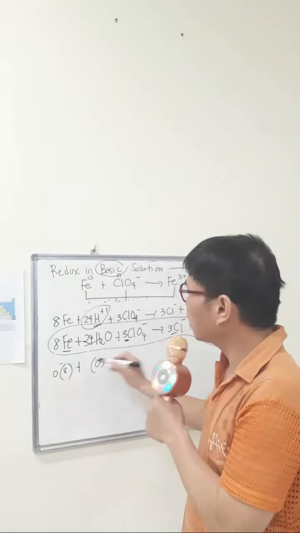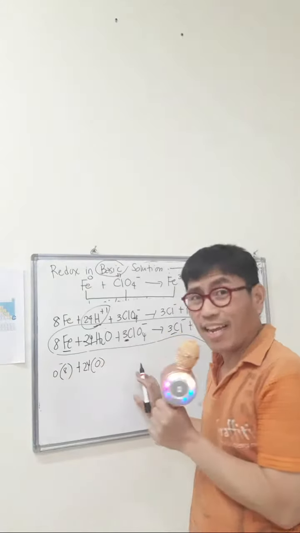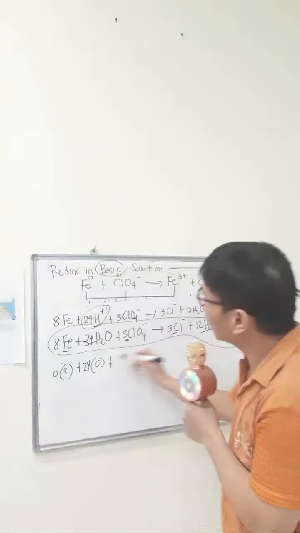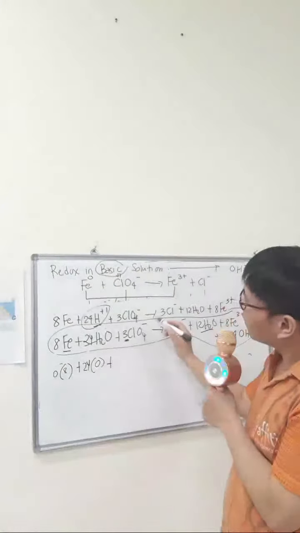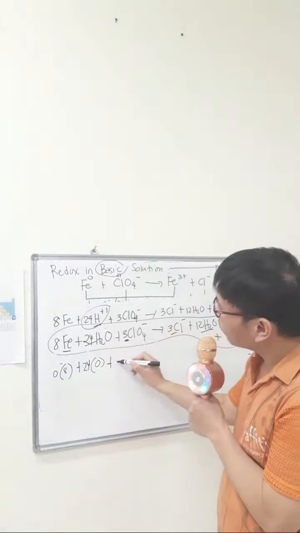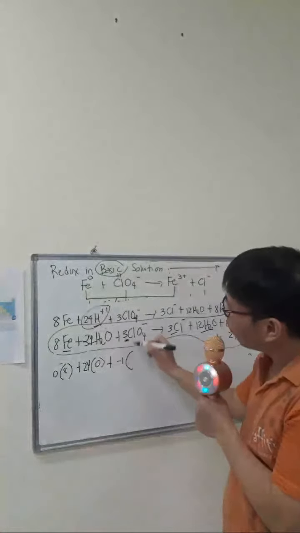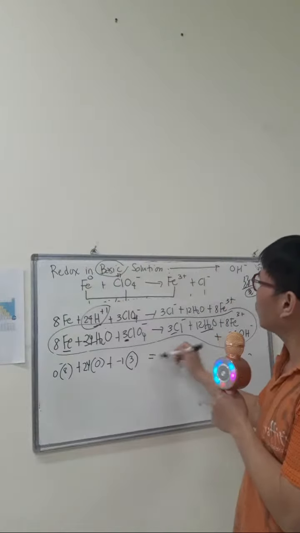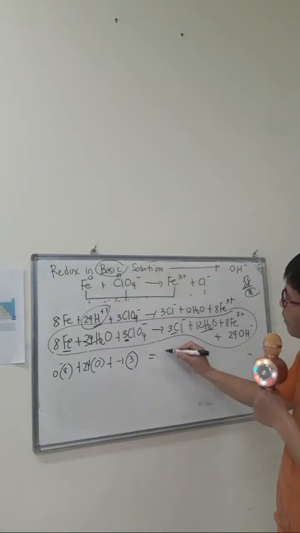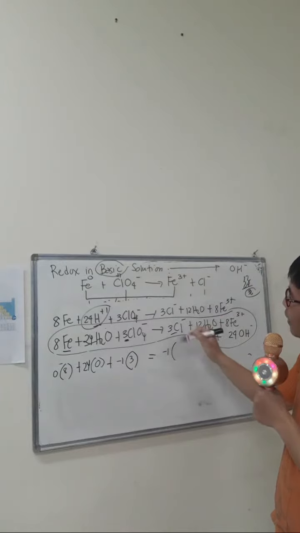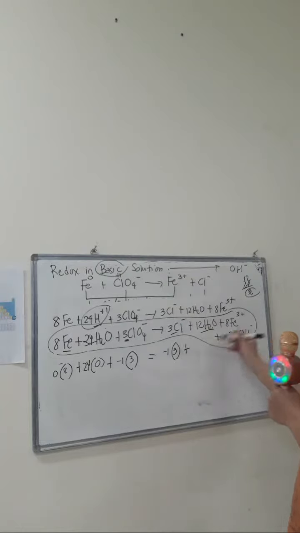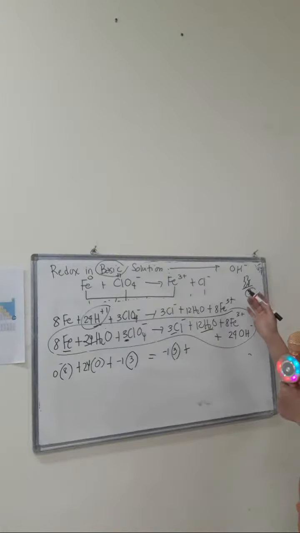Coefficient, 24, or let's say number of moles, it's just the same. Plus, the oxidation state of perchlorate is -1. So put -1 times 3 moles or coefficient, is equal to the chloride, -1 oxidation state times 3 coefficient or number of moles. Plus water, the oxidation state of water is 0.